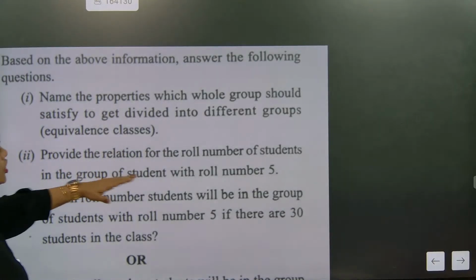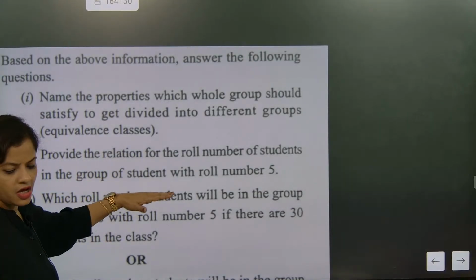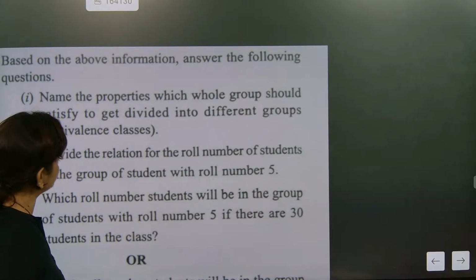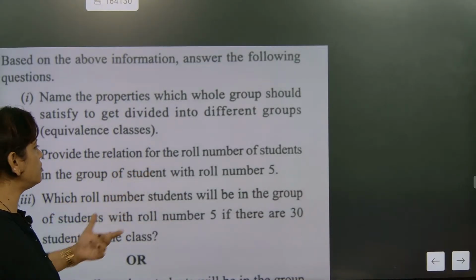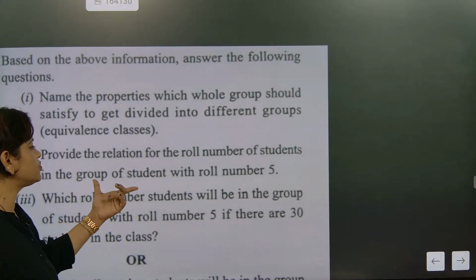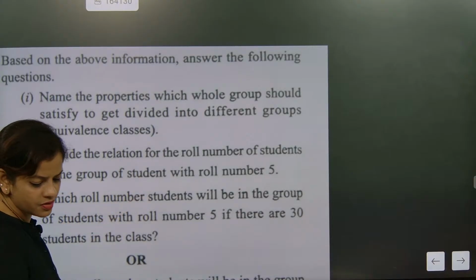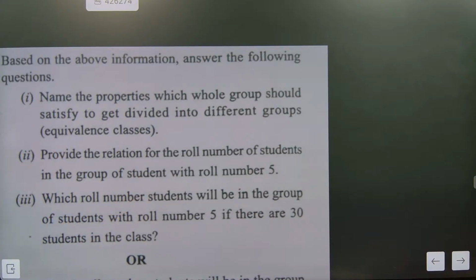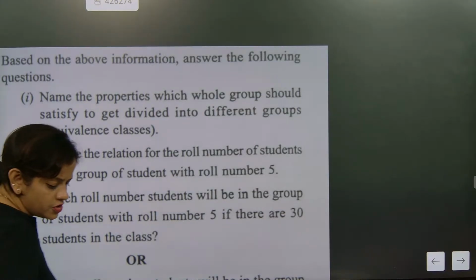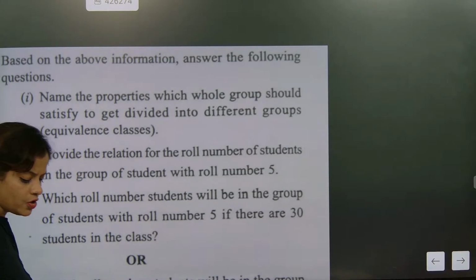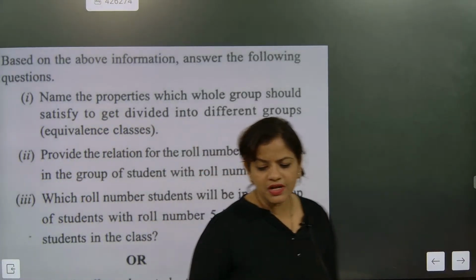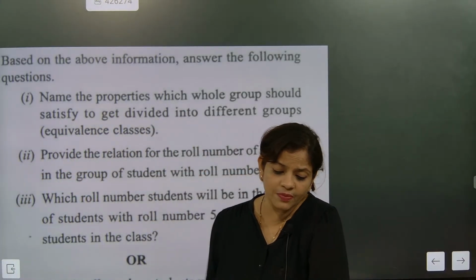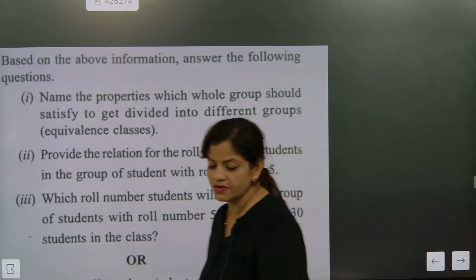Provide the relation for the roll numbers of students in the group of students with roll number 5. The difference should be divisible by 3. How are you going to do it? Here is one simple calculation. All threes will be there. All threes means reflexive.